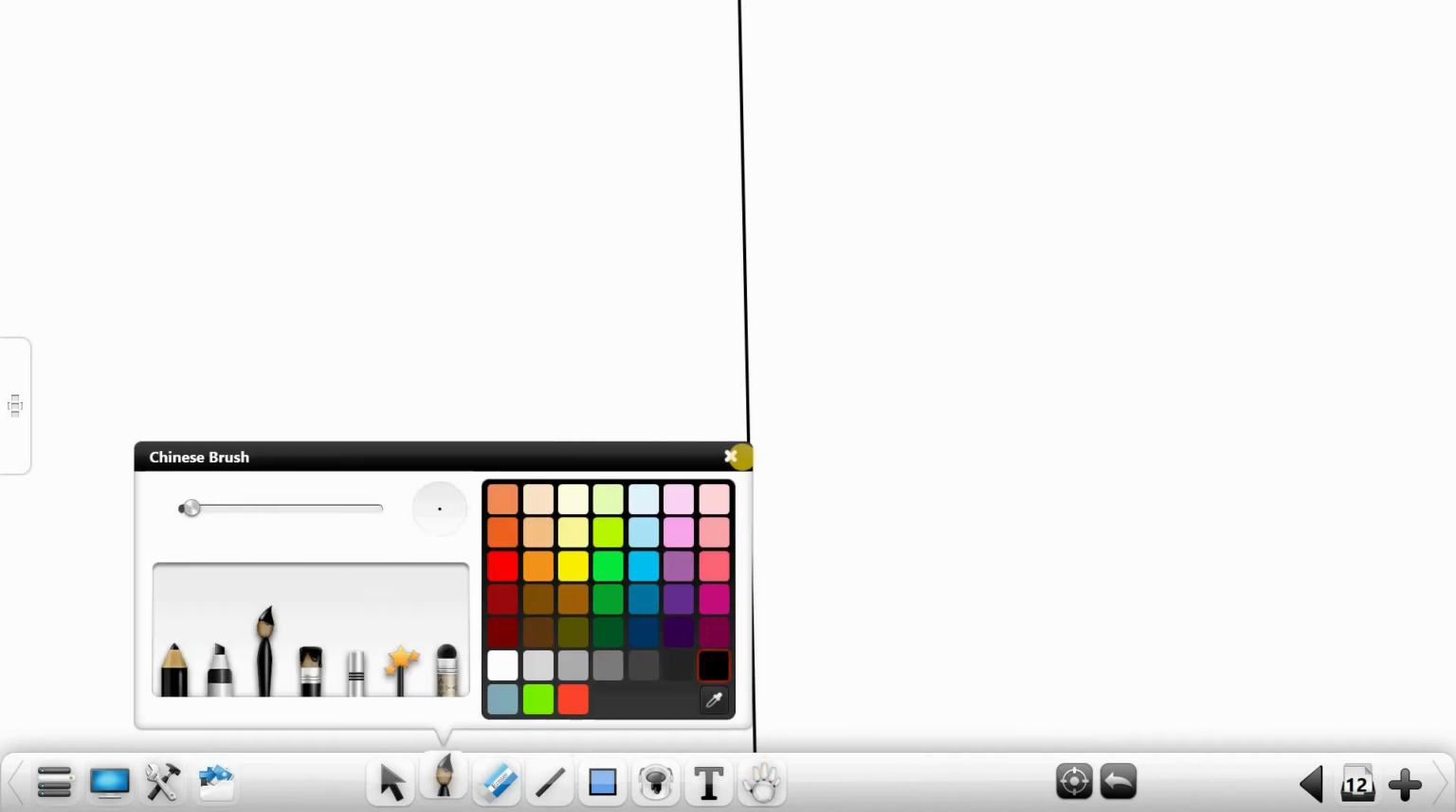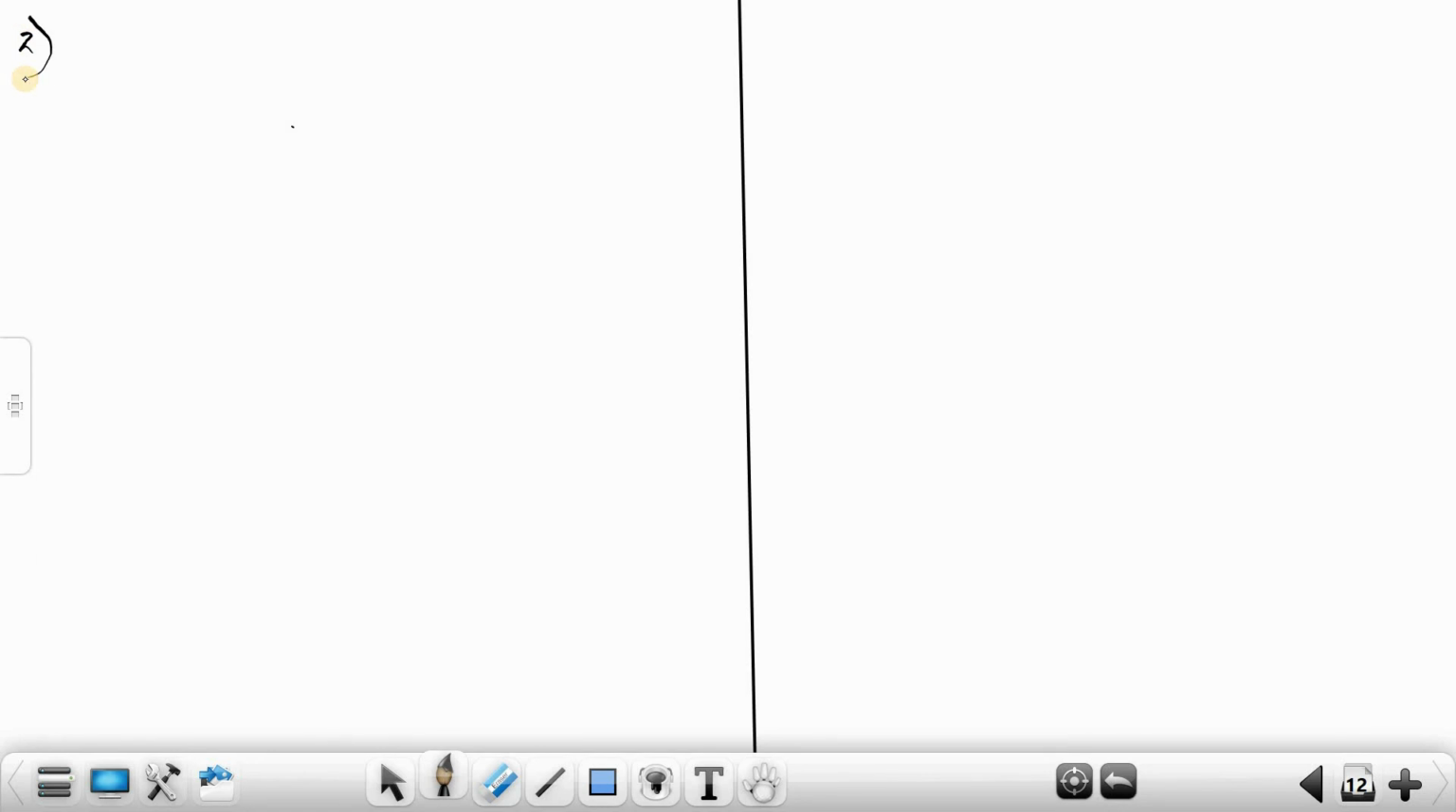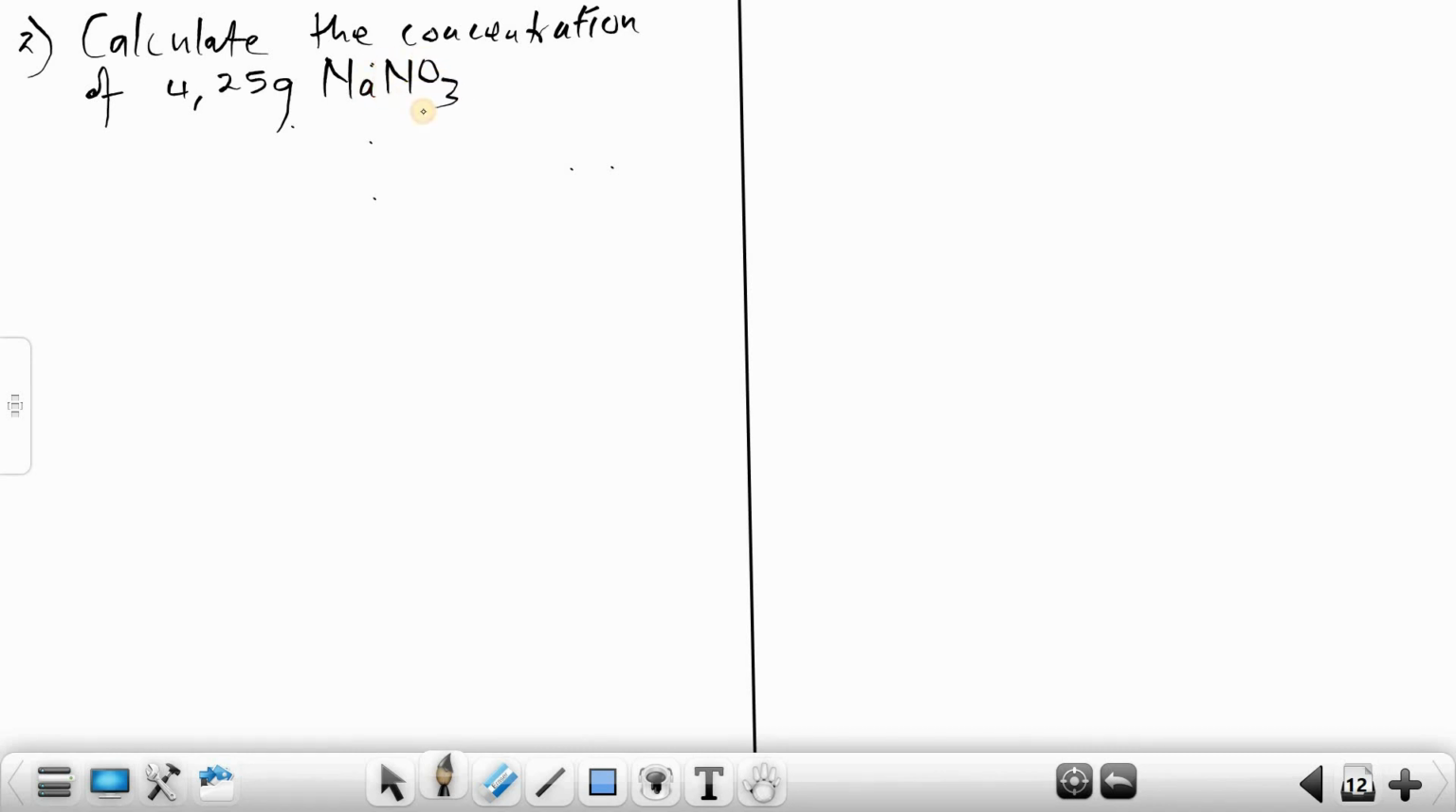Okay, now under concentration as example number 2, they say now calculate the concentration of 4.25 grams of sodium nitrate if dissolved in water of 250 centimeter cubed. So I will give you 5 minutes for you to do this.